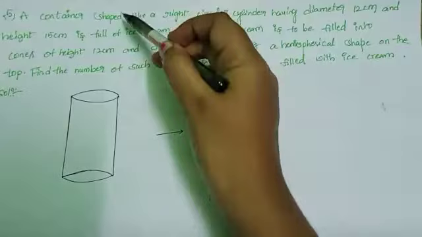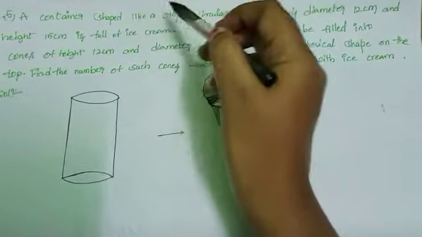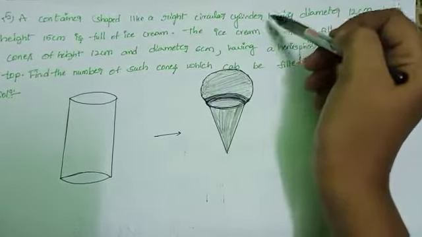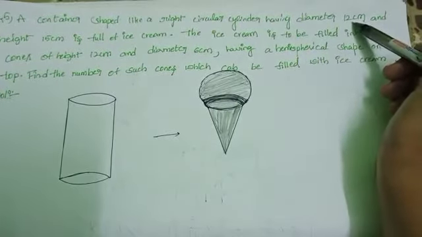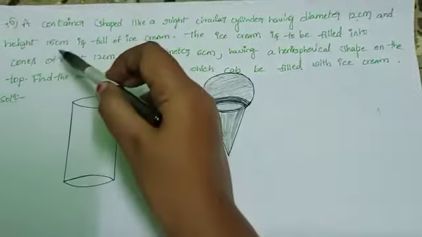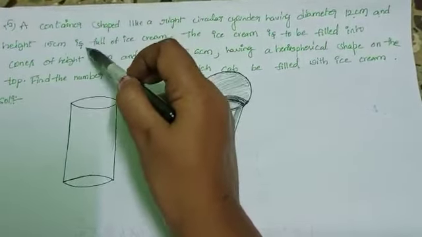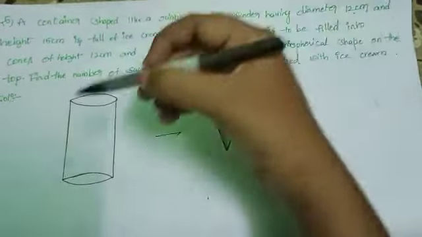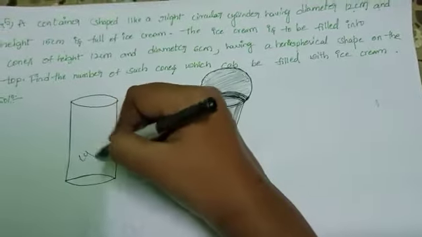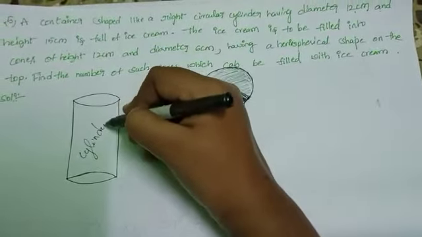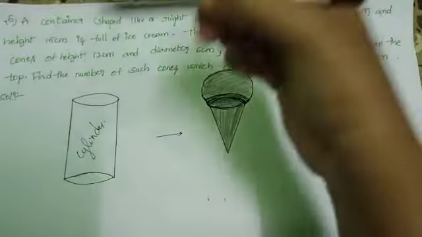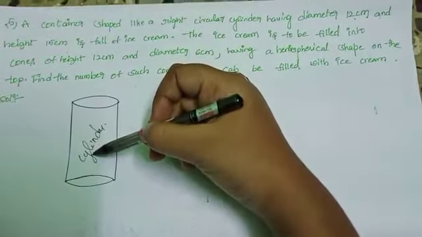Let us see the fifth question in exercise 13.3. A container shaped like a right circular cylinder having diameter 12 centimeters and height 15 centimeters is full of ice cream. Suppose this is the cylinder, the cylinder filled with ice cream.